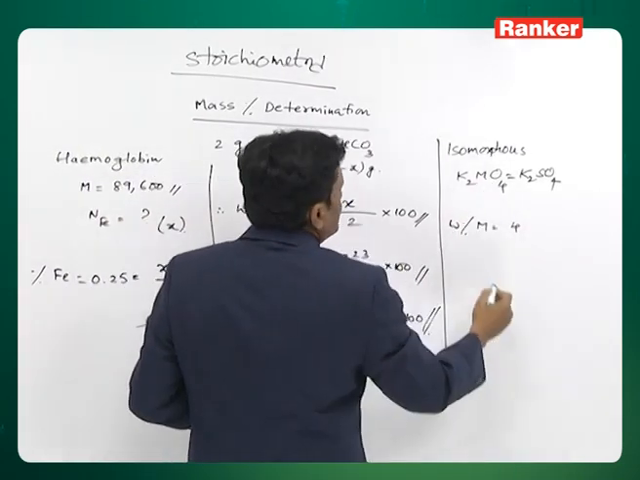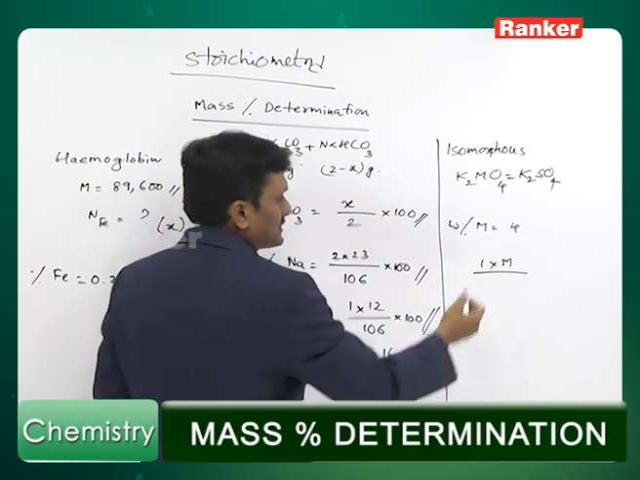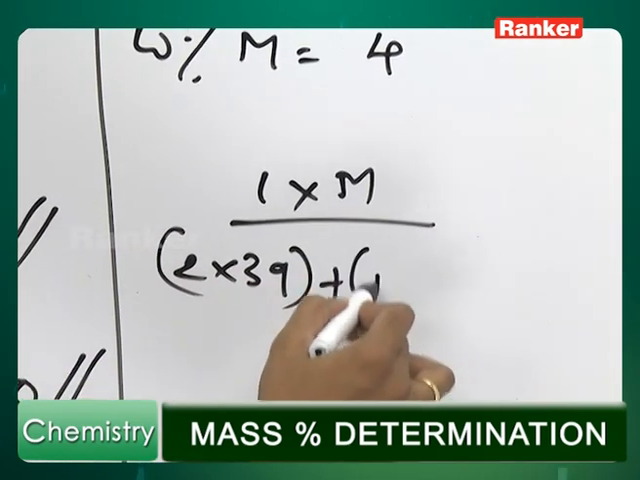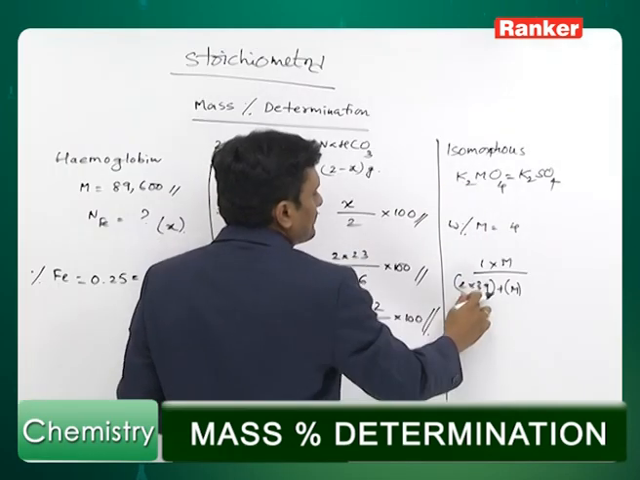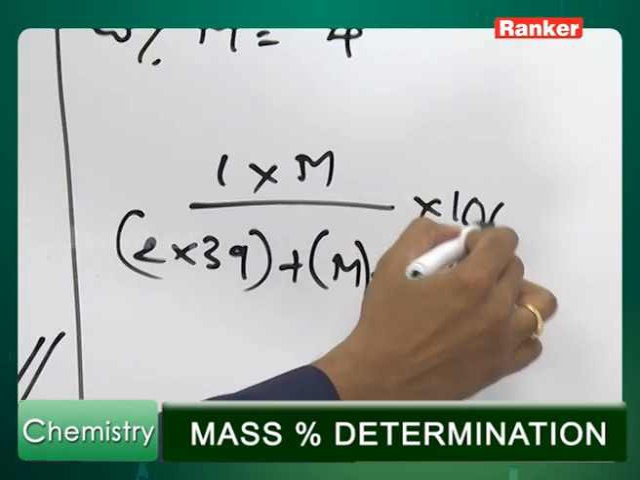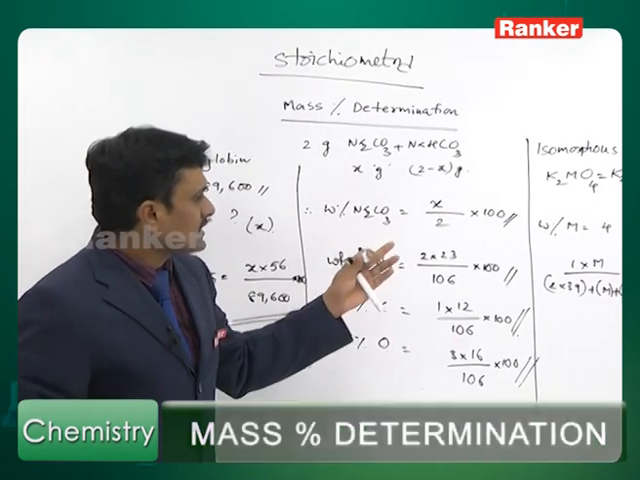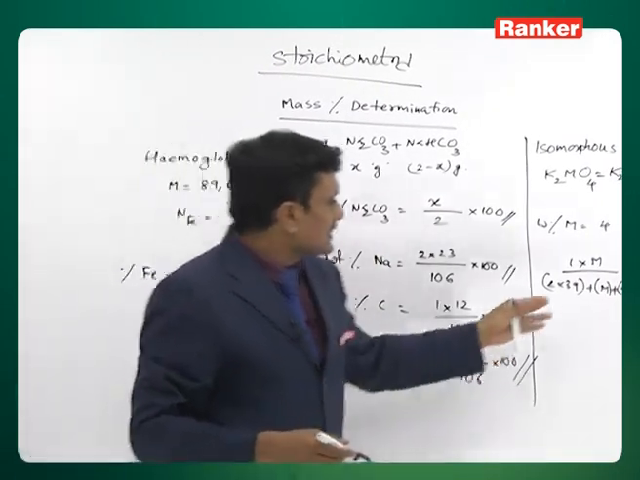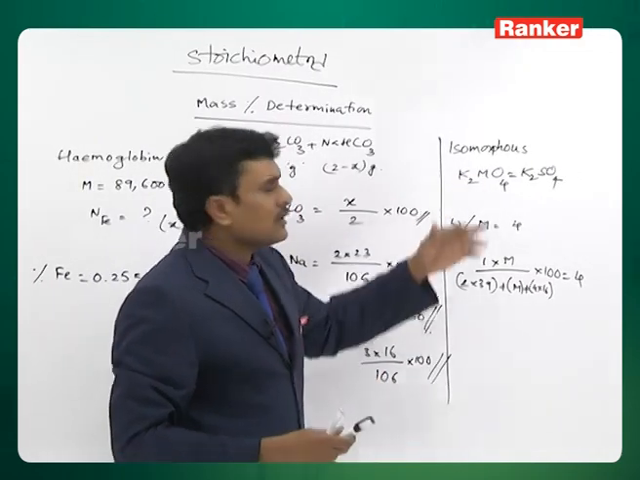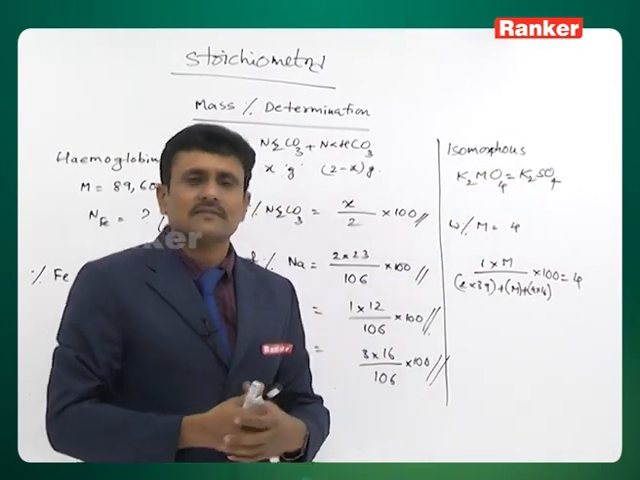In that case, there is 1 such metal, each metal mass is, suppose, M, which we need to find out, upon the total mass of this compound: 2 into 39 for potassium, plus M, plus 4 into 16, into 100, is the mass percentage of this M. Once after substituting these values, you will find out what exactly M is. I mean to say, the atomic mass of the element whose compound is isomorphous with potassium sulfate can be known.